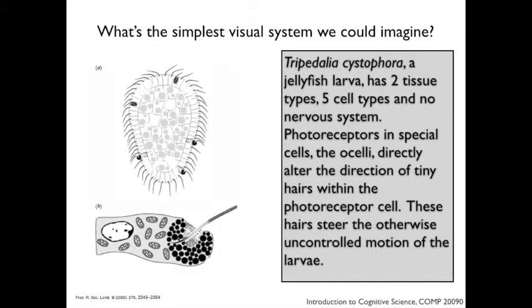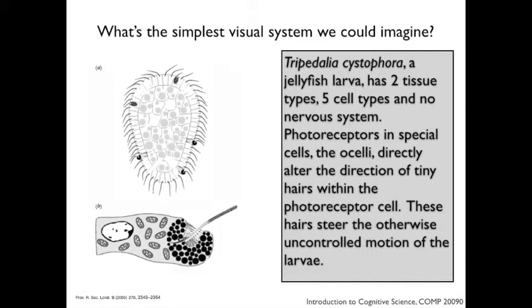Why is that sensible? Well, these guys live in shallow water. Light is up, dark is down. And they live off algae, which grows up. It grows in the warm areas that are closest to the light. So by moving towards the light, it's steering towards the food.